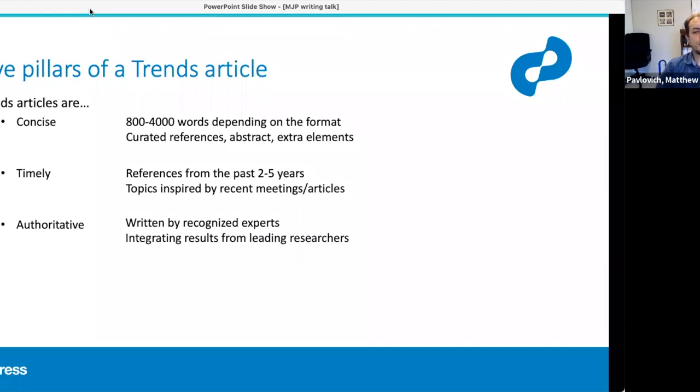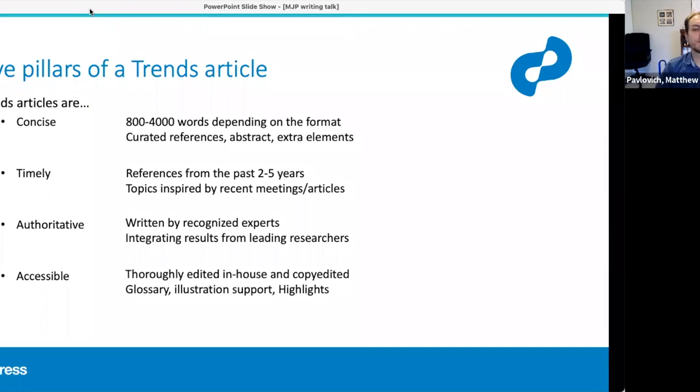Authoritative. So when I think of authoritative, I think of something written by a recognized expert. Usually these are professors who have their own labs, who are doing the research, who are involved with the experiments, and therefore can add their own experience to the review article.